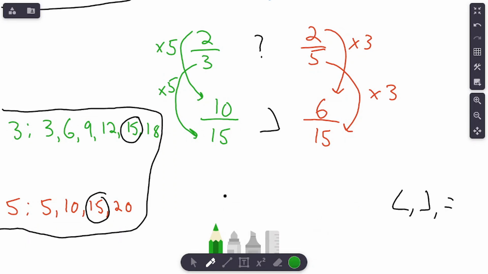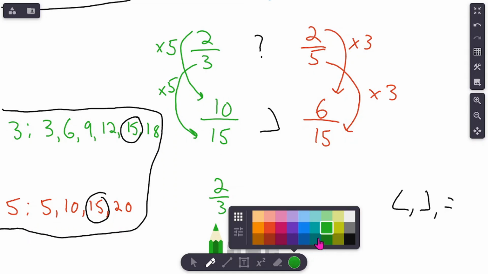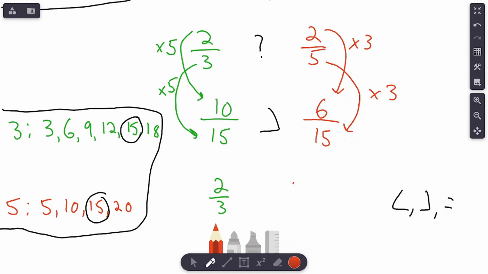Hold on, don't stop, don't give up. There's something we still need to do. Our original problem was 2/3 and 2/5, and we were comparing these two fractions. Let's make sure we finish up strong here. This is the original problem. 2/3 is greater than 2/5. Notice, it was harder to compare these two fractions when the denominators are different.